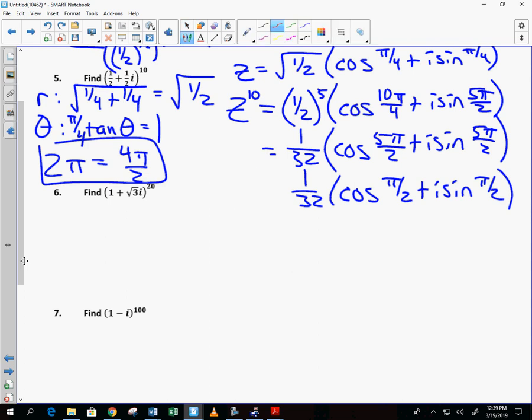That is what you call the trigonometric form of that complex number. We need to do one more thing. We need to turn it into complex form before we're done.